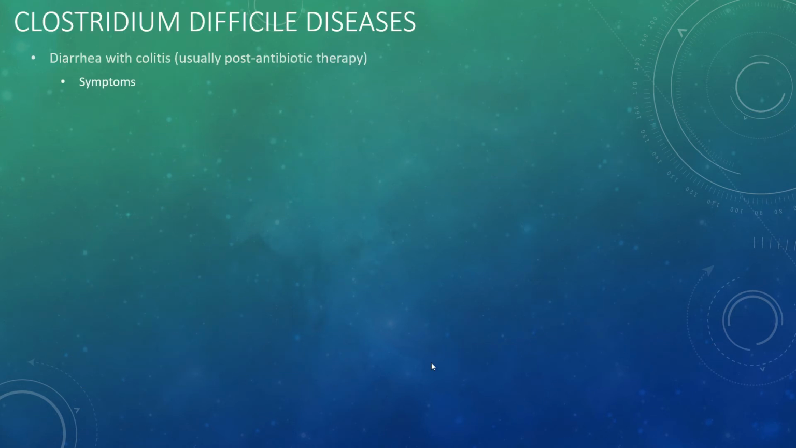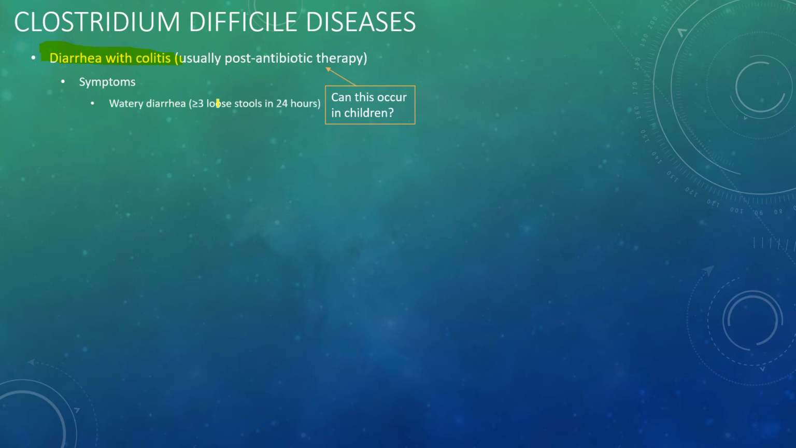So what are some symptoms of some Clostridium difficile diseases? So we first have diarrhea with colitis. This is usually after antibiotics, you get this diarrhea. And can it happen in kids? Yes, it can. Actually, on my Step 3, I had a case in a CCS where you had a kid that had diarrhea with Clostridium difficile. So it's something you should know.